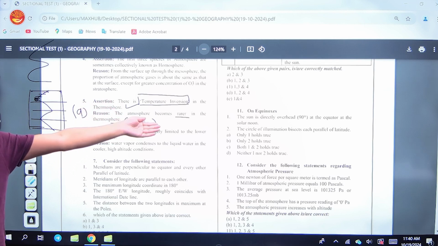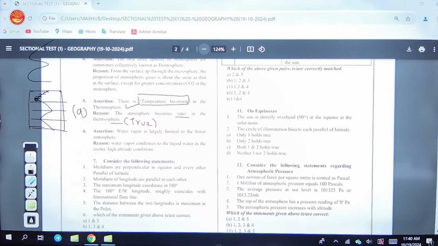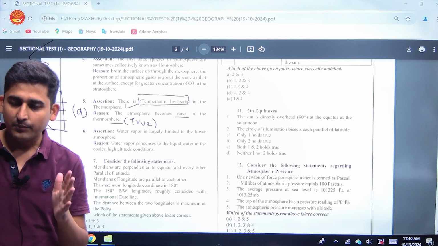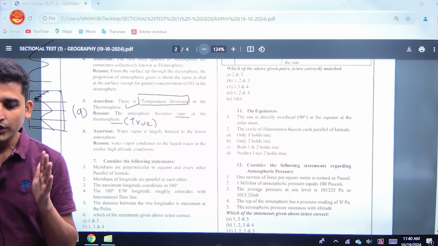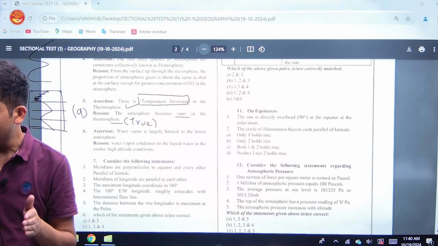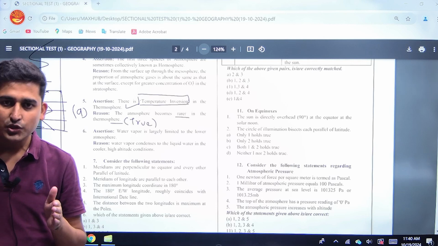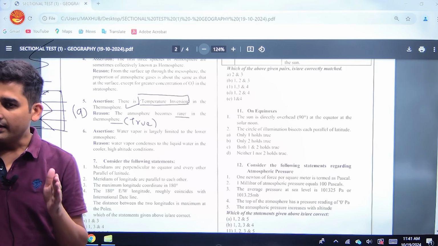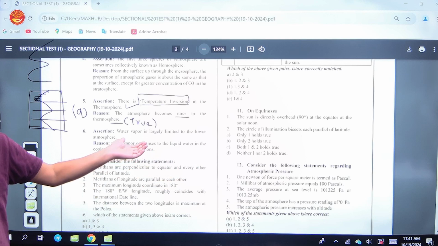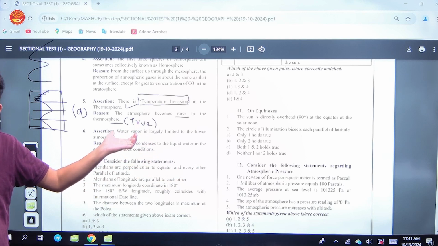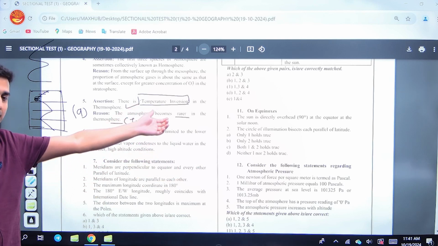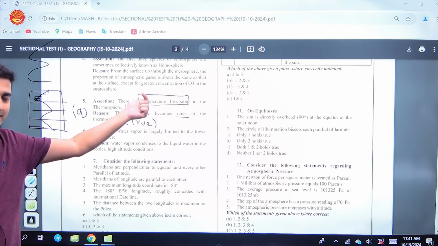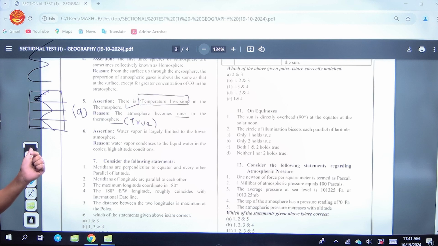Because they are rarer, the molecules that are there have more opportunity to absorb the solar radiation individually. Because of that absorption of solar radiation, they gain kinetic energy, and that kinetic energy contributes to the temperature that is there. Okay, so there is temperature inversion and the atmosphere becomes rarer, and so this explains the assertion correctly. So both are true.